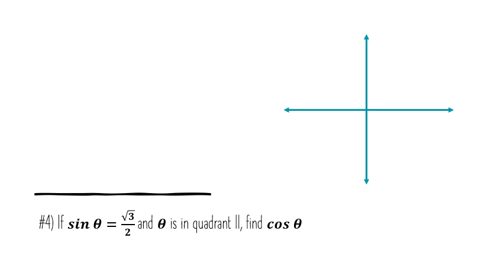If the sine of theta is equal to the square root of 3 over 2, and theta is in quadrant 2, we want to find cosine of theta. So let's think about our quadrants for a moment. I know that my terminal side is going to end up in quadrant 2, somewhere over here. And of course my initial side is here-ish.